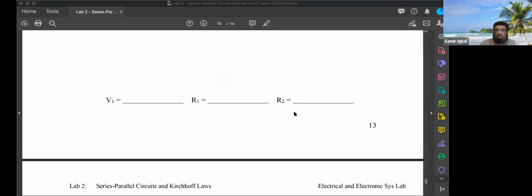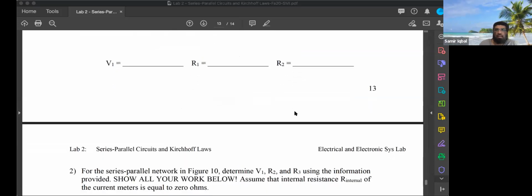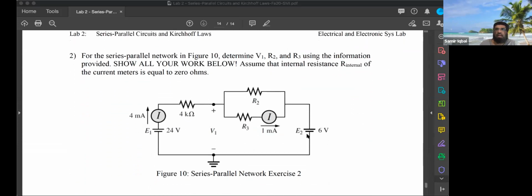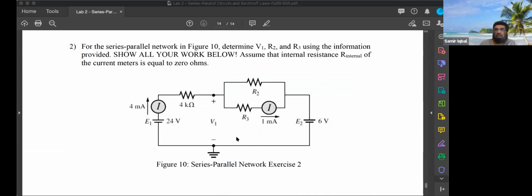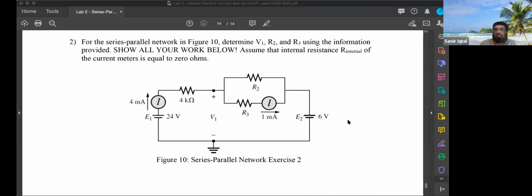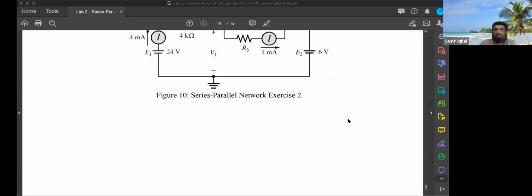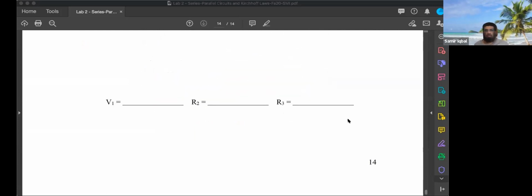And there's space to show your work, and there's where you have to give your answers. Similarly, in another circuit, you have to find out V1, R2 and R3. Again, power source voltage, this much current being supplied to the circuit and another one given on this side. So it's a little bit tricky, but same principle. All right. So that would conclude lab 2 for today. Questions?